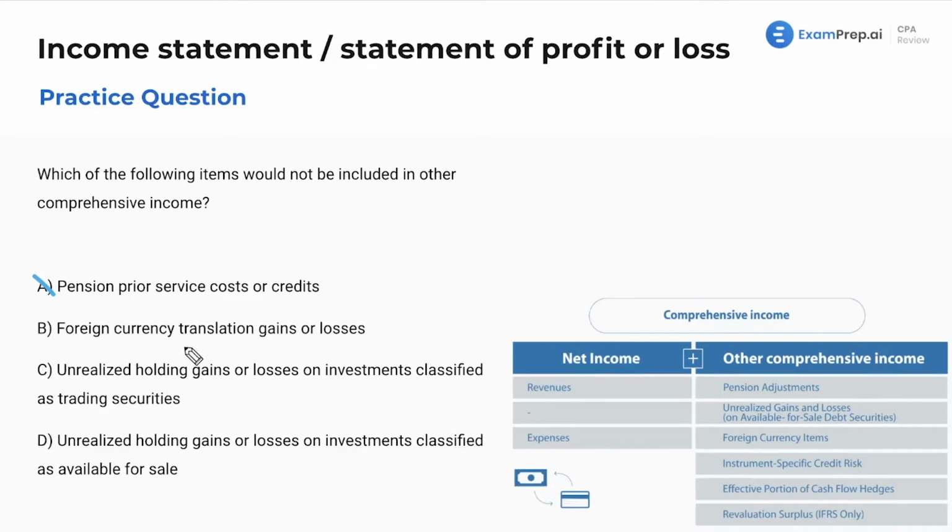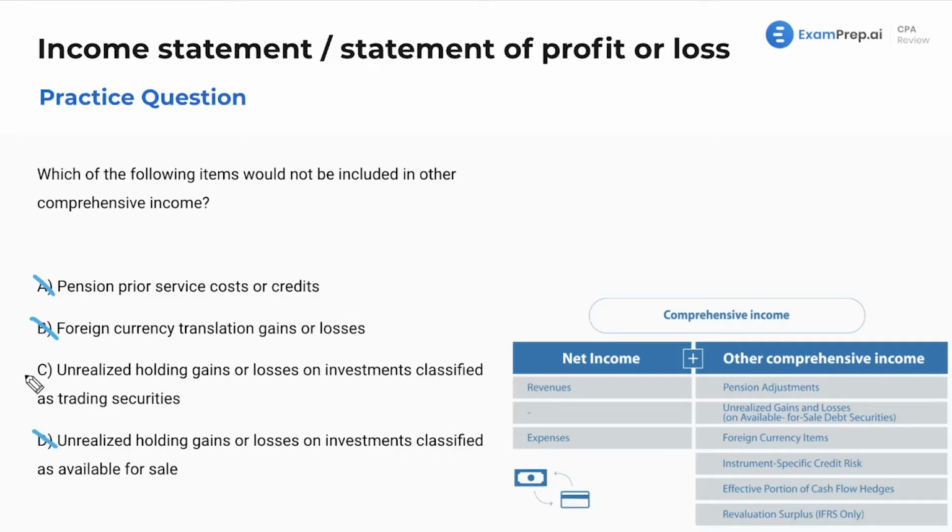Next up, foreign currency translation gain or losses. Well, if we look here, foreign currency items will be included in our OCI, so it's not an answer here. The unrealized holding gain or loss on investments classified as trading securities. Now you see here, even if you weren't really sure, you can take a look at this question and say, all right, both of these are similar. I know there's only one unrealized on one sort of security, and one of these is going to have to be our answer. Now in this case, available for sale debt securities will be our inclusion, and trading securities will not be included.